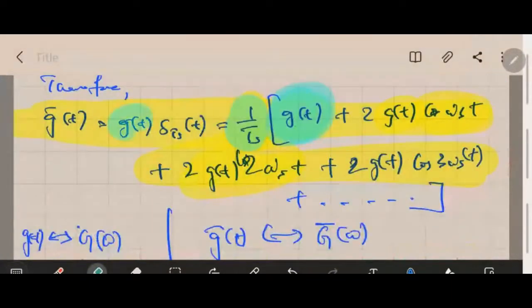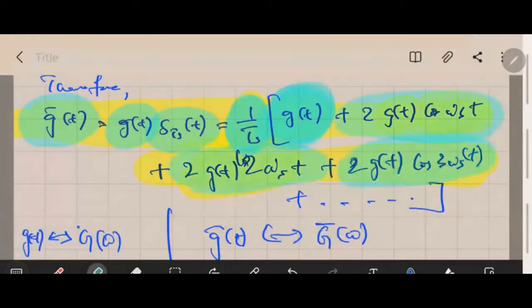g bar of t is equal to g of t multiplied with delta Ts of t, which is equal to 1 by Ts times g of t plus 2g of t cos omega s t plus 2g of t cos 2 omega s t plus 2g of t cos 3 omega s t. One thing you could observe here is that in the sampled signal itself we have the baseband signal g of t. Although its strength is reduced to 1 by Ts, we have our baseband signal along with some harmonics. These are higher frequency signals that are also present. So your baseband signal plus some harmonics is the sampled signal.